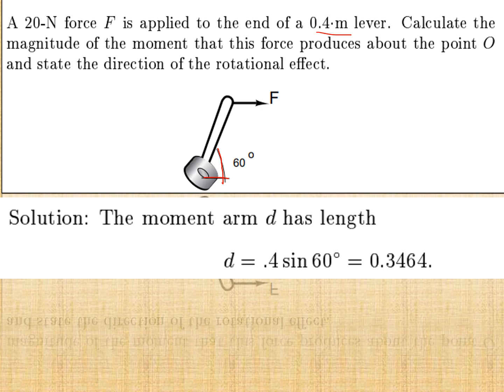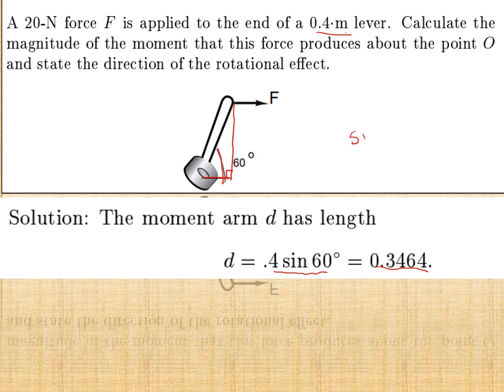Now this is the moment arm, D, which has a length. What will be the length of D? D will be 0.4, this distance, multiplied by sine 60. That will be 0.3464. Now how did I get this distance? I'm going with the mathematical trigonometric pattern. See, I'm drawing over here the distance D, and this 60 degrees.